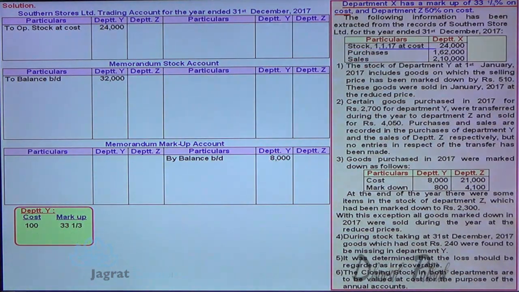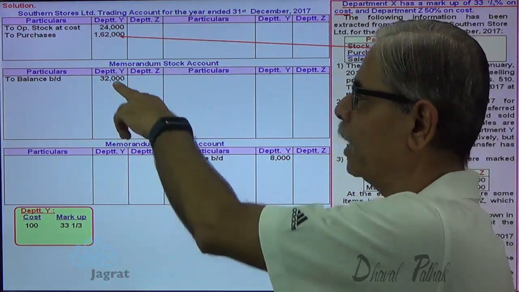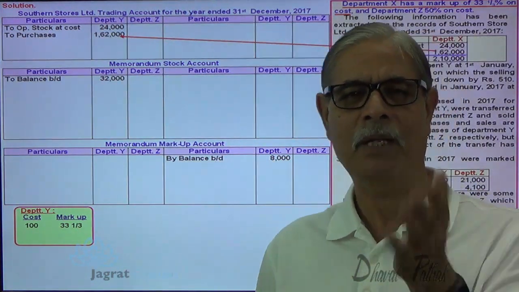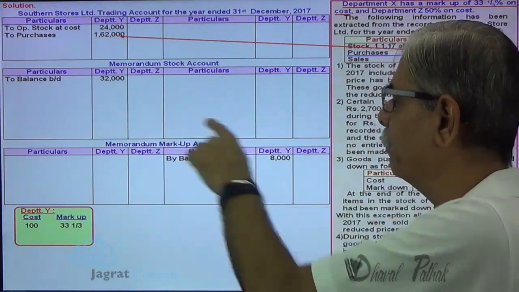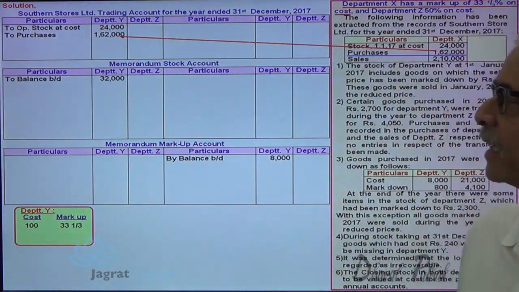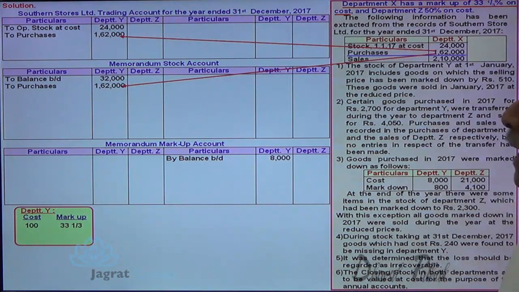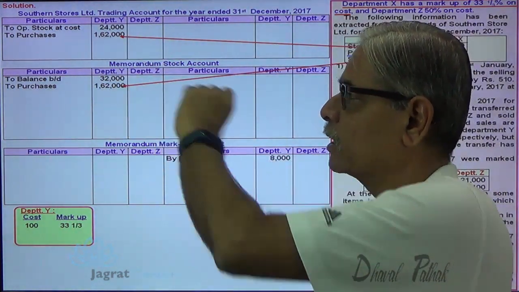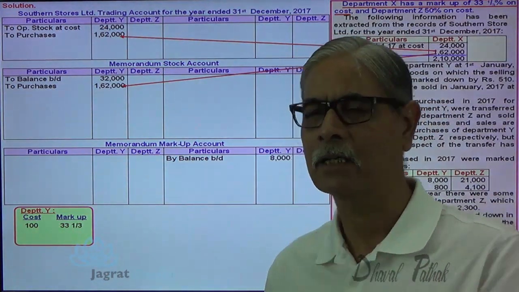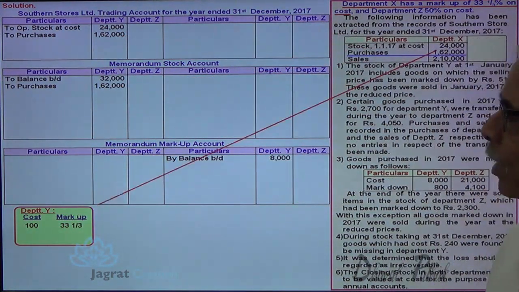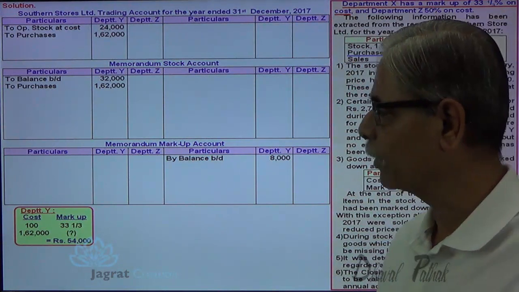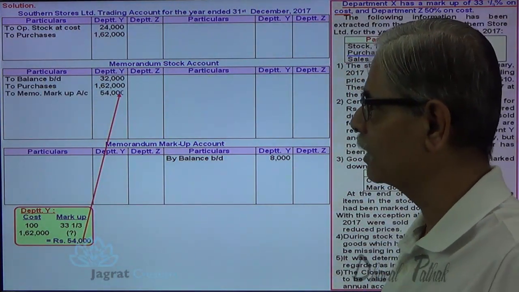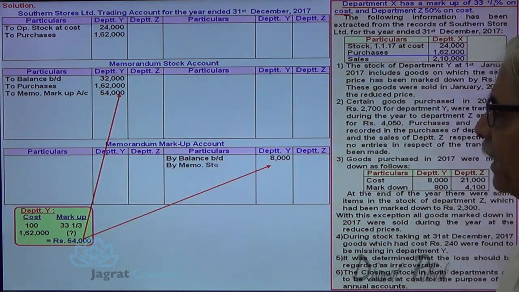Now, purchases 1,62,000 debited here. Now here purchases of 1,62,000 plus markup will be debited. And markup will be credited over here, just like stock. So here I write 1,62,000. This is the cost. Here also I have recorded cost. But I will add markup. So what is the markup? 100 is to 33 and 1/3. How much for 1,62,000? 54,000. And this 54,000 is credited over here.